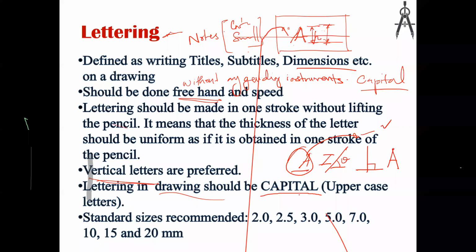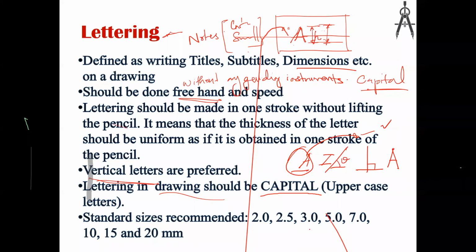So lettering in drawing should be capital letters. For your technical drawings, you can use capital letters. Okay, you don't need to draw small letters. So if you studied the capital letters only, enough. Okay, so standard sizes are given.